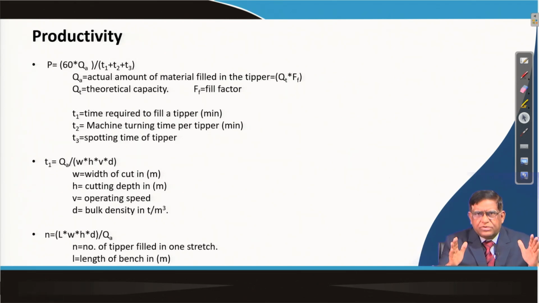And another thing I finally tell you is that the productivity of these machines will depend on how exactly, and how quickly, you can do the work, that is, your actual amount of material filled to the tipper compared with the theoretical capacity given. There is a standard procedure for calculating the productivity, and it also depends on the cutting depth, operating speed and the bulk density of the material. From these parameters you can calculate how many trucks it can fill within a short period.